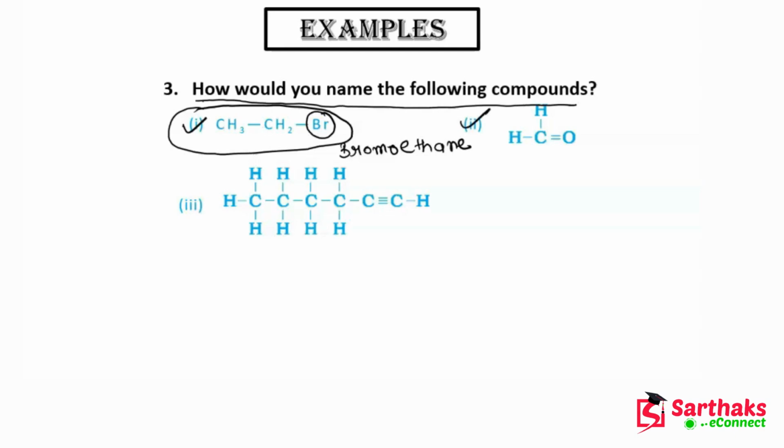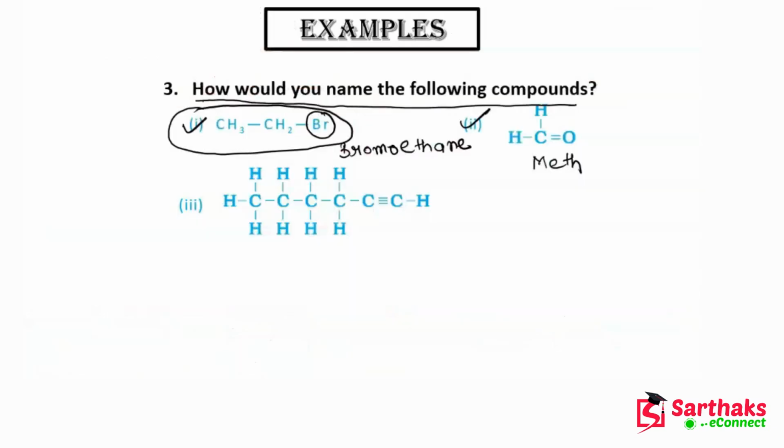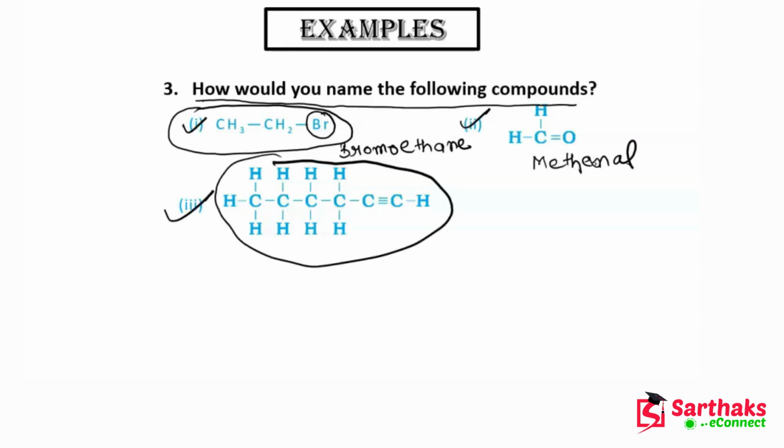Now let's talk about the second question. Here you can see only 1 carbon is present, so for 1 carbon we use meth, and this is basically the aldehyde group. Okay, and for aldehyde we use the suffix al, so it will become methane and al, methanal. Okay, I hope guys this point is clear to you. This is methanal.